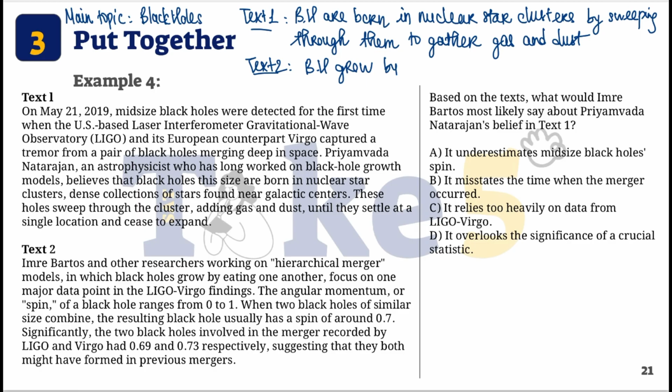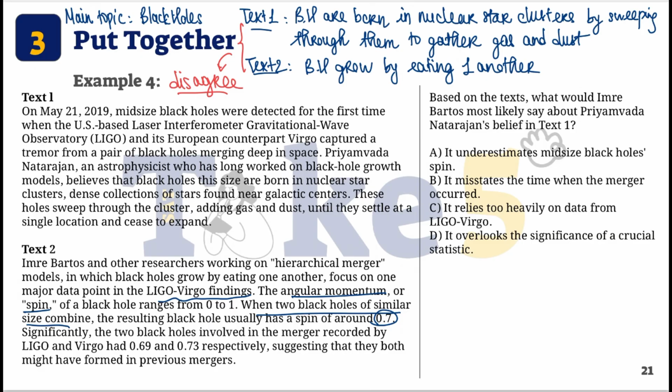Text 2 claims that black holes grow by eating one another. This view is based on the spin, or the angular momentum, of 0.7 when two black holes merge together, another data point in the LIGO-Virgo findings. So what is the relationship of the two black hole texts? They both discuss how black holes grow in size, but they have two different explanations. We can say that they disagree with each other because text 1 thinks that black holes sweep and collect gas and dust to grow in size, while text 2 thinks black holes merge to grow in size.